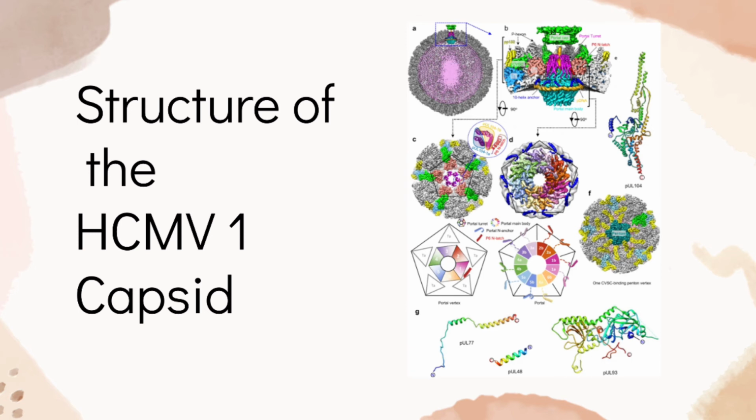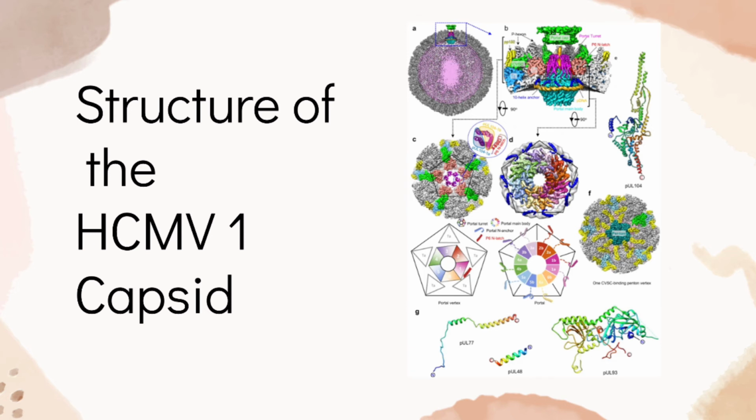In the top view, or picture C, it is the portal vertex. And for picture D, it is the structural organization of the portal main body, the 10-helix anchor, and the portal-encircling pDNA. And for E, it is the model of PUL-104 colored by residue from the N-terminus, that is the blue part, to the C-terminus, which is the red.